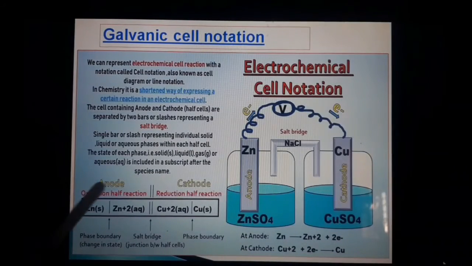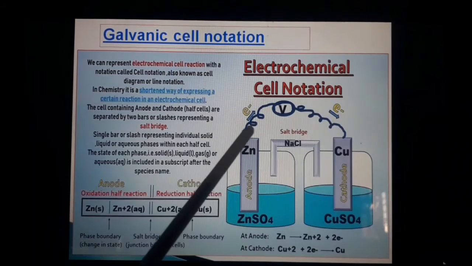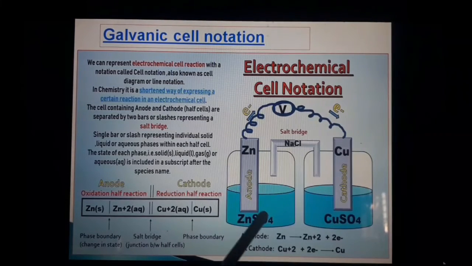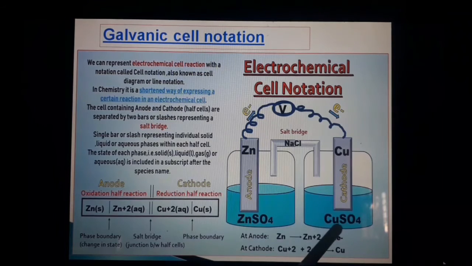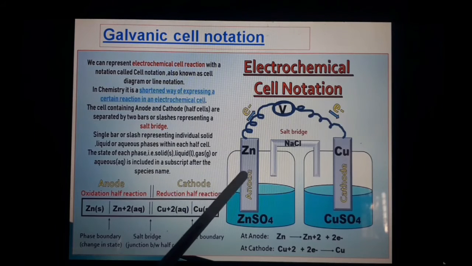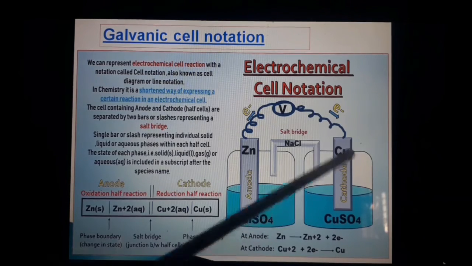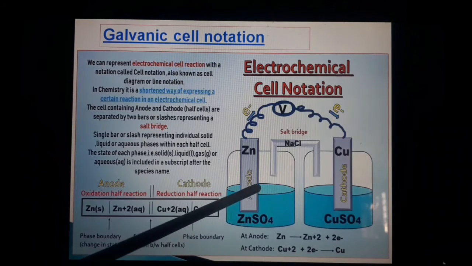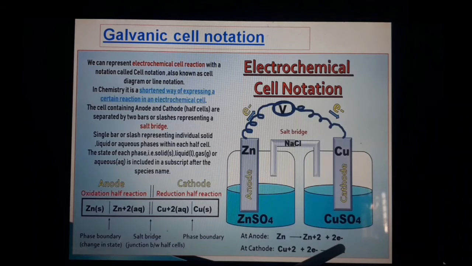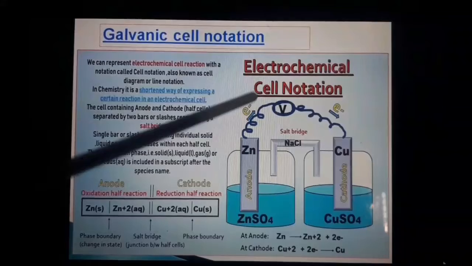In this cell, which is a galvanic cell, at the anode, Zn is oxidized to Zn2+ and 2 electrons. It releases the 2 electrons from the zinc metal. At the cathode, the copper sulfate solution accepts the 2 electrons from zinc and changes to copper. That is the cathode part. This is the cell notation representation.